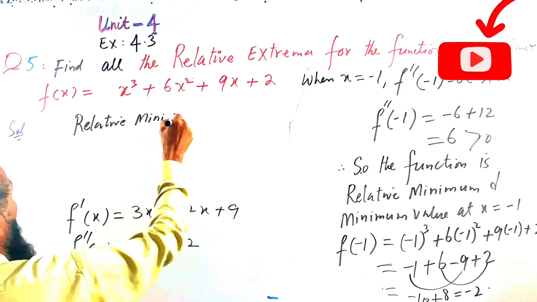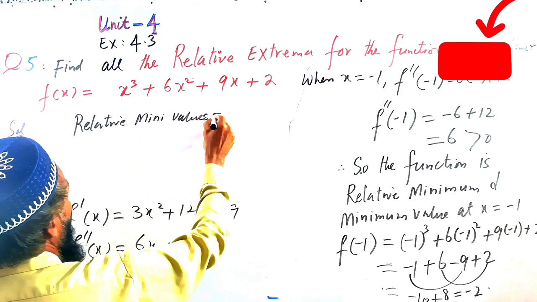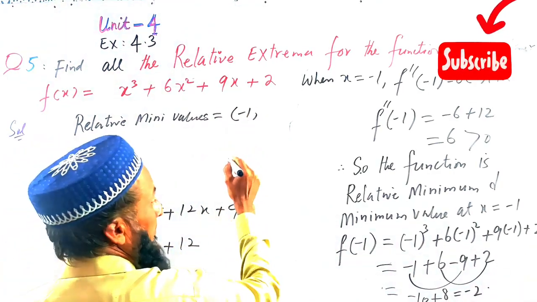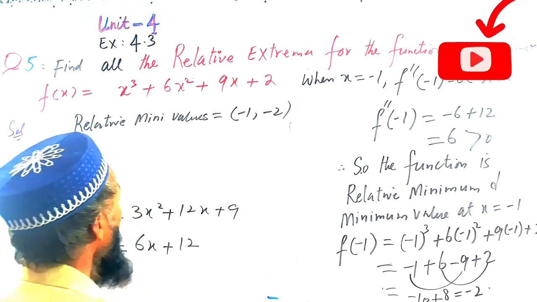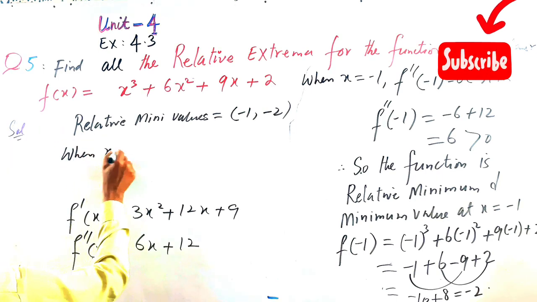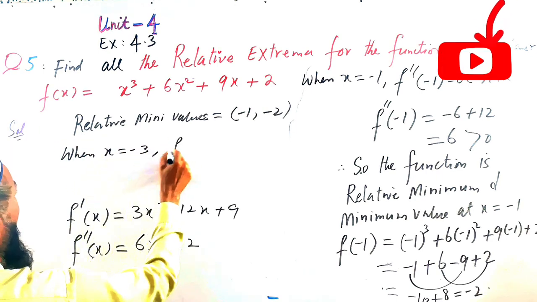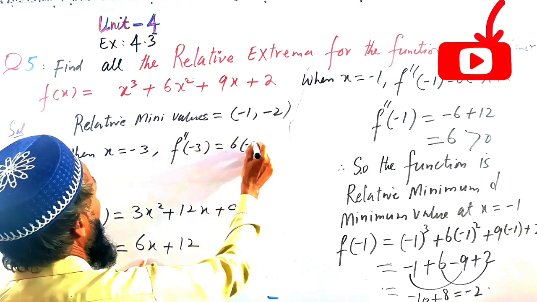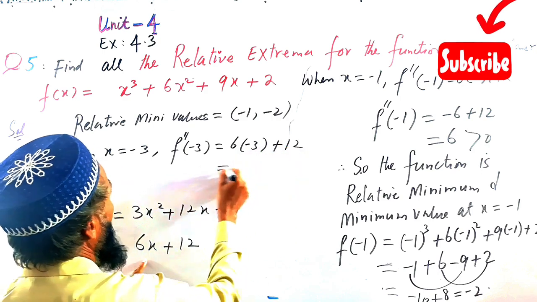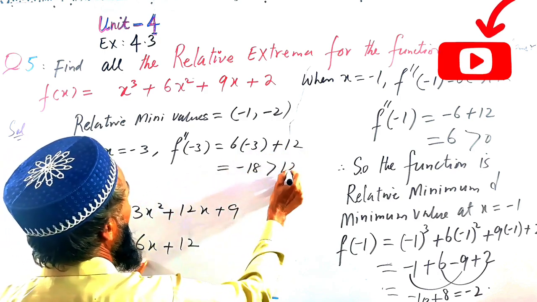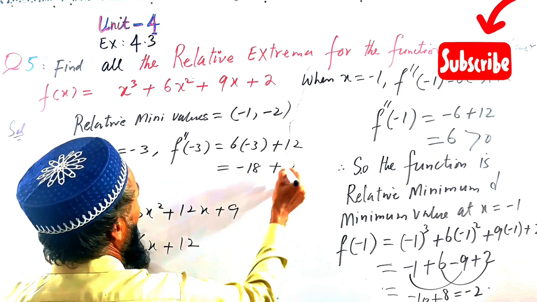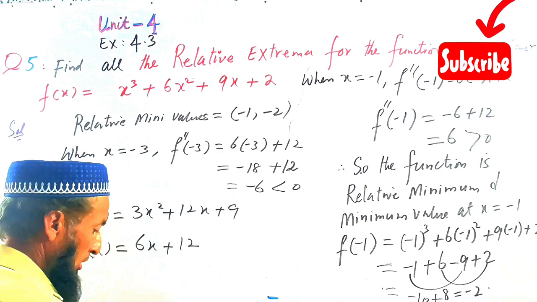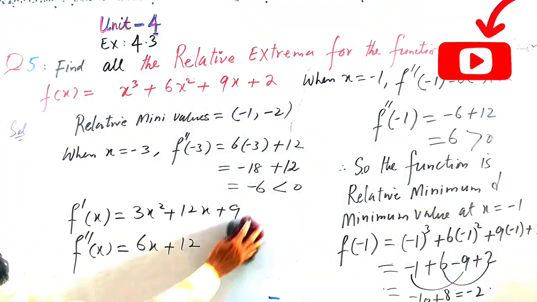The minimum value is at x equal to minus 1, and the value is minus 2. Similarly, when x is equal to minus 3, f double dash of minus 3 is equal to 6 into minus 3 plus 12. We get minus 18 plus 12, so we get minus 6. Minus 6 is less than 0, so the function has a relative maximum.